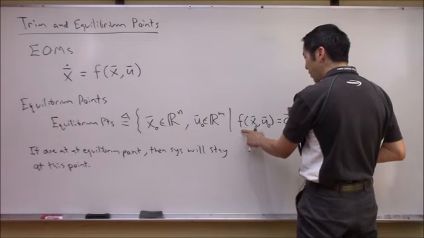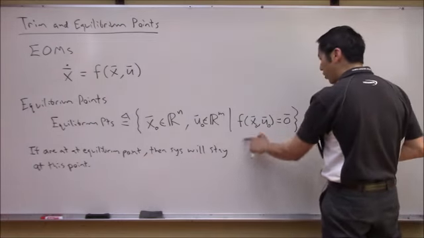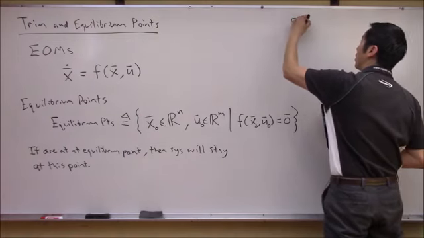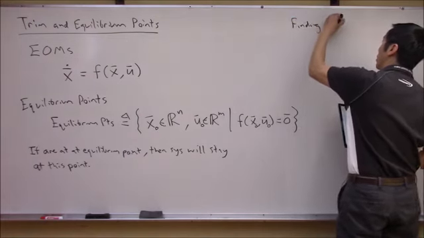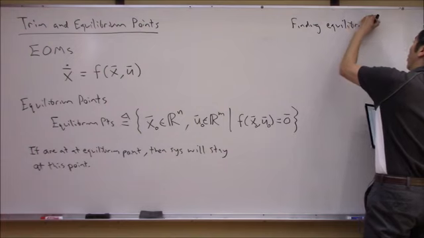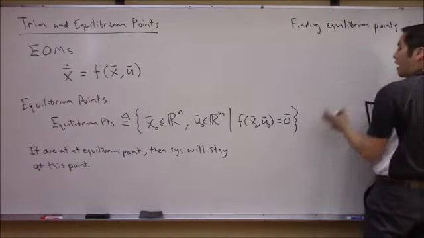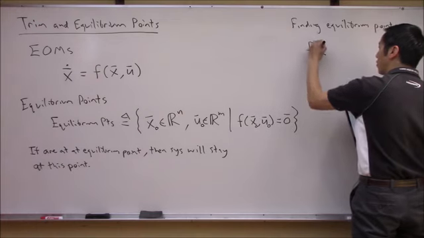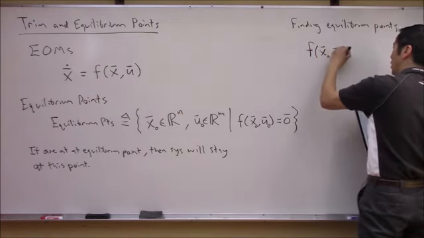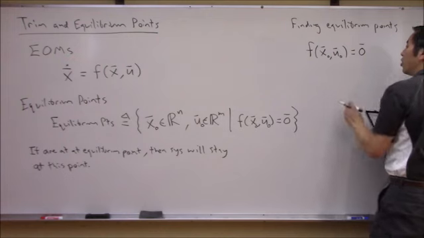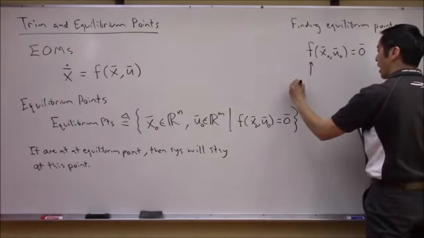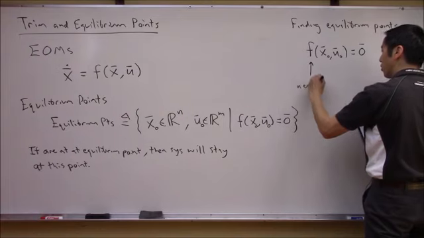Right? What you're basically doing is you need to solve this equation over here, right? So let's say, how about finding equilibrium points? It's basically solve this equation, right? All you have to do is solve f of x naught, u naught is equal to 0, right? So this is n equations, right?